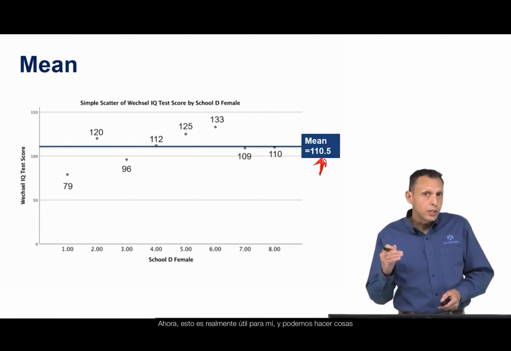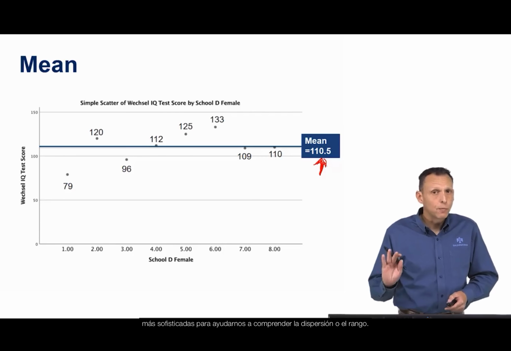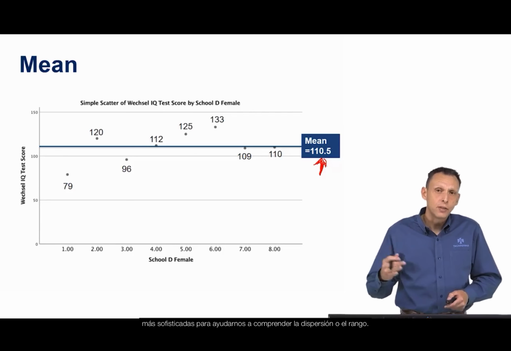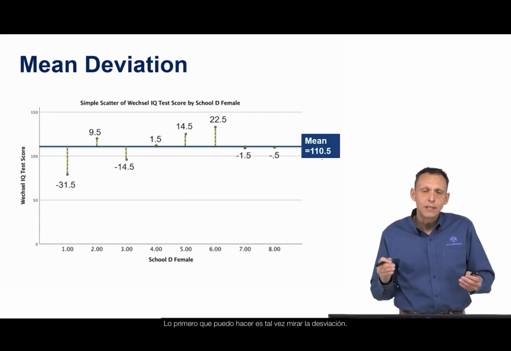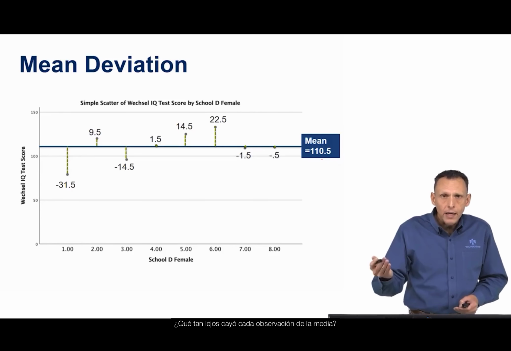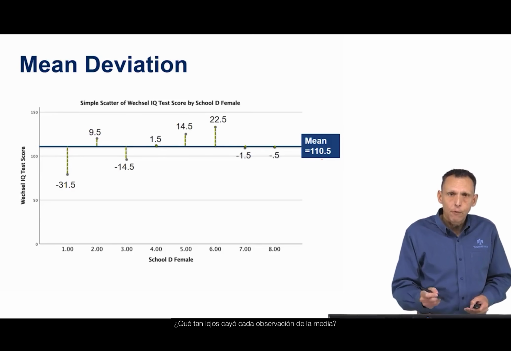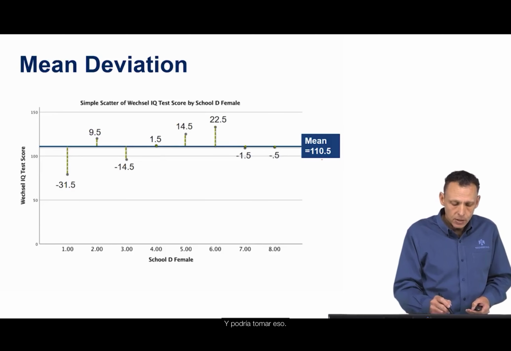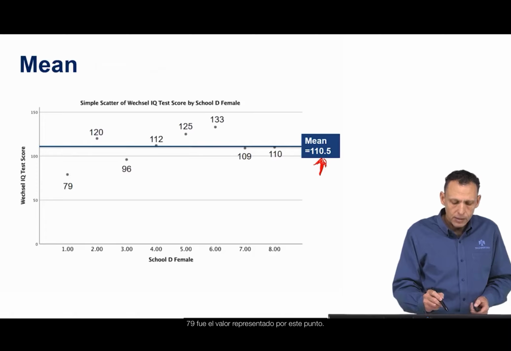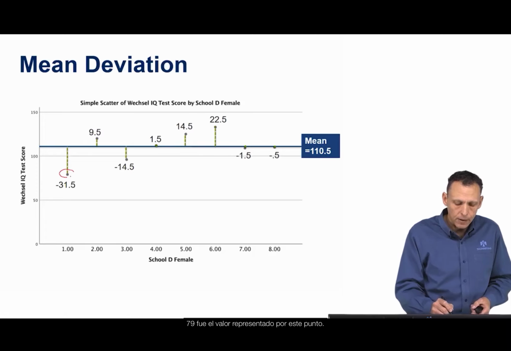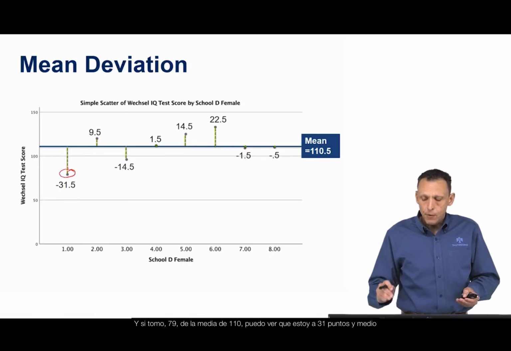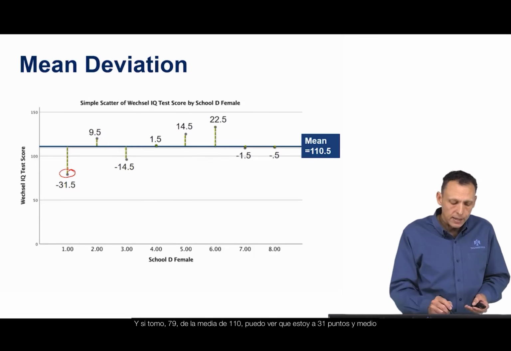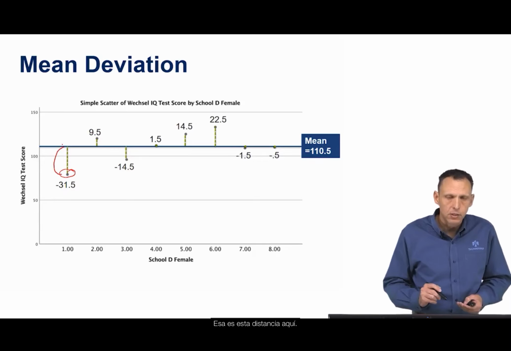Now, this is really useful to me, and we get to do more sophisticated things to help us understand the dispersion or the range. The first thing that I can do is maybe look at the deviation. That is, how far away did each observation fall from the mean? I'll just flip back. 79 was the value represented by this point. And if I take 79 from the mean of 110.5, I can see that I'm 31.5 IQ points away from the mean. That's this distance right here.